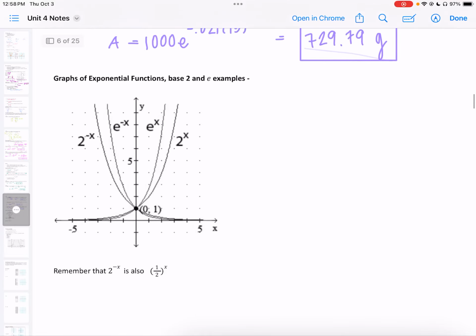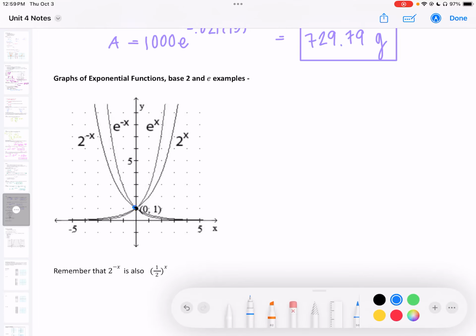Finally, let's briefly look at the graphs of these functions. You'll notice that they look very similar, but their growth factor is ever so slightly different. Notice that they all do still cross at (0, 1) for their y-intercept. And notice that if your exponent is negative, it is a reflection over the y-axis. Okay, we'll talk about that here in a little bit on the next page.